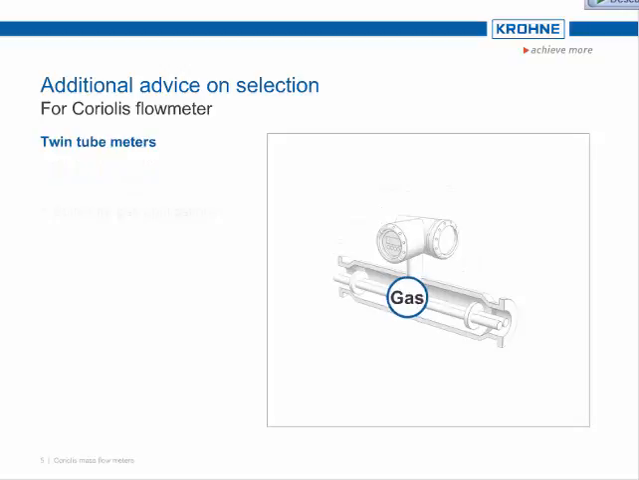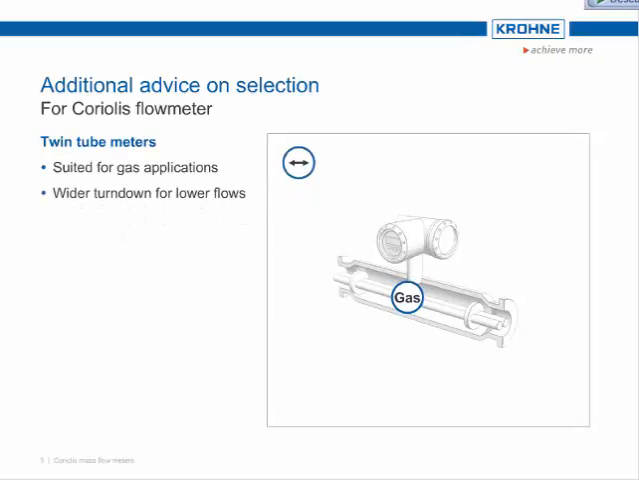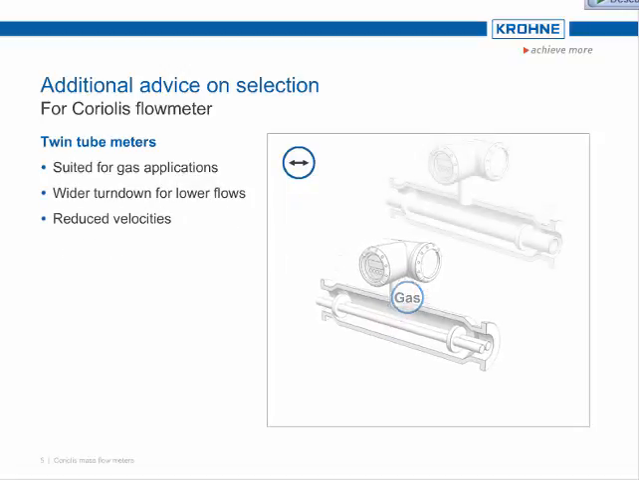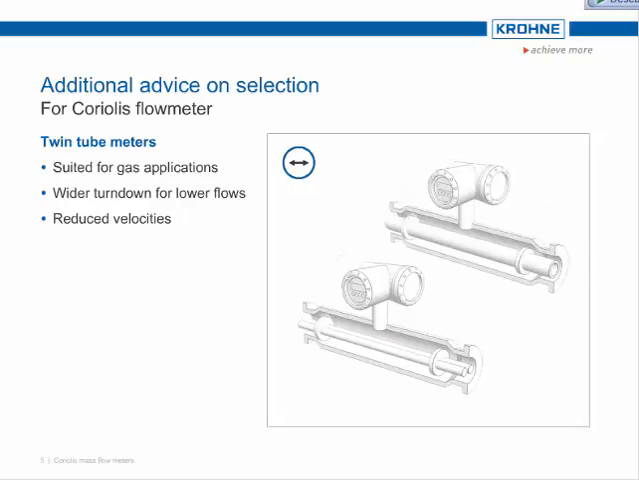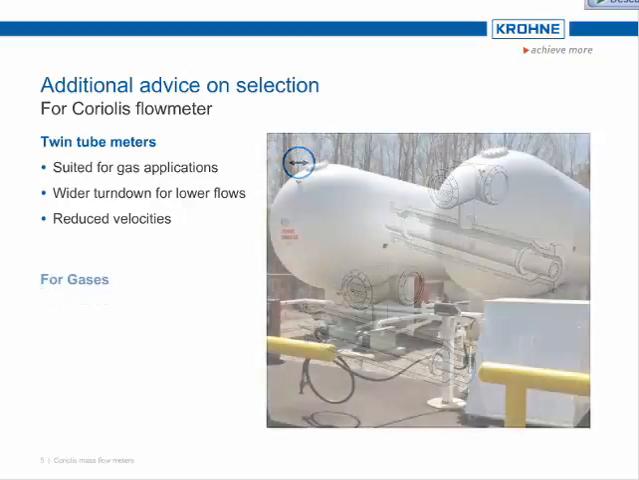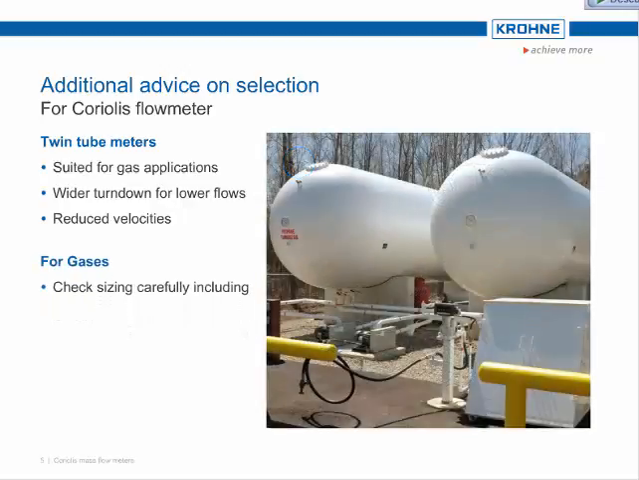Coriolis twin tube meters are often better suited to gas applications due to the wider turndown for lower flow rates and the reduced flow velocities. However, single tube meters may still be appropriate. Especially for gases, check sizing carefully across the full range of operating conditions, including minimum operating pressure and maximum temperature.